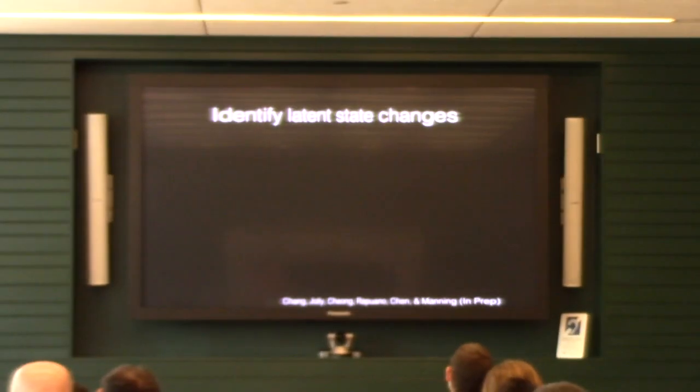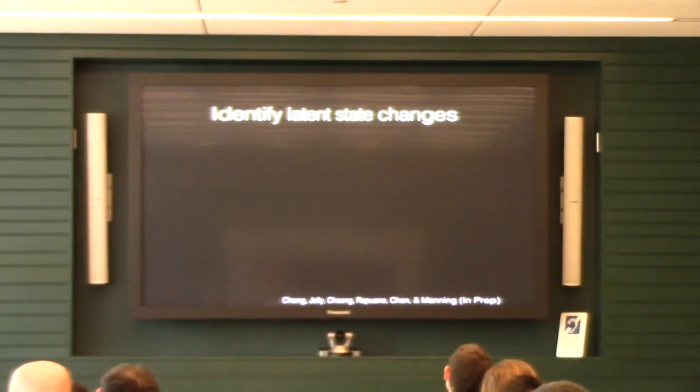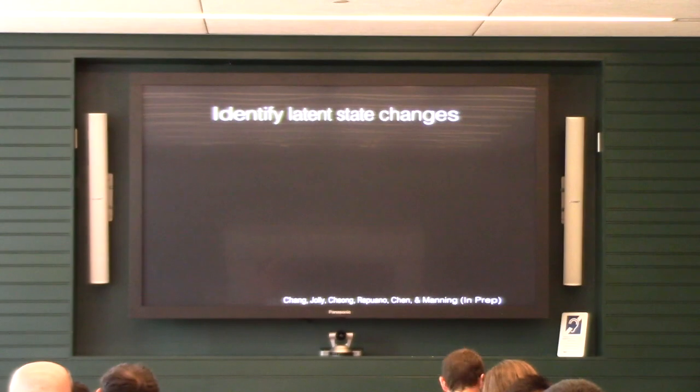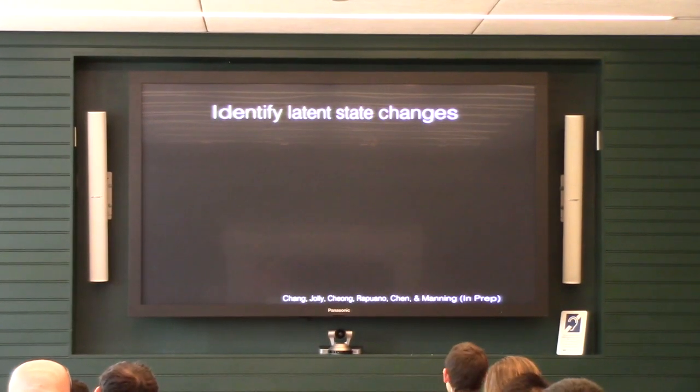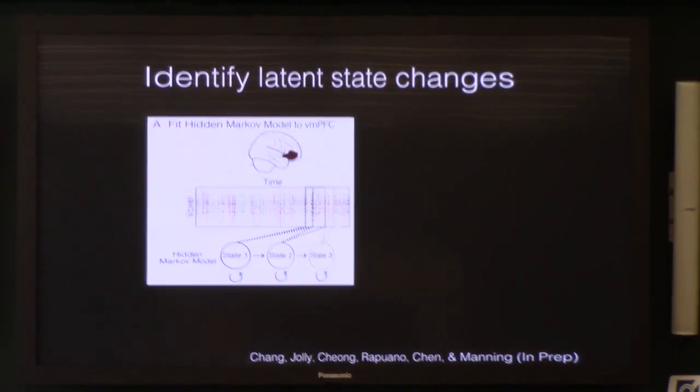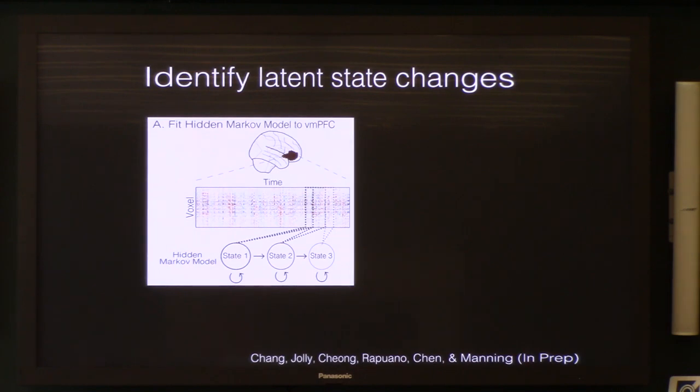Okay, so the next thing we want to do is, we saw that structure in the recurrence matrix, but we want to basically try to identify time points. Looking at the whole thing doesn't seem to be working, but maybe if we narrow into discrete moments in time, that'll help. So to do that, we assumed that there are some latent state changes that this activation profile in the vmPFC might be manifesting or reflecting, and we used a hidden Markov model to try to identify when these state changes happen for each subject.